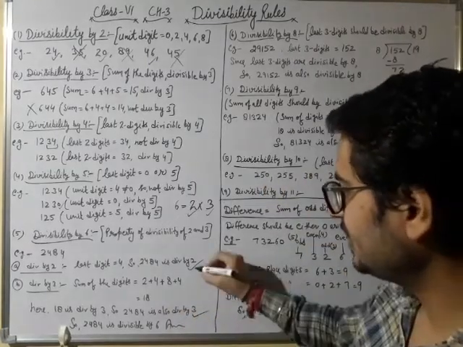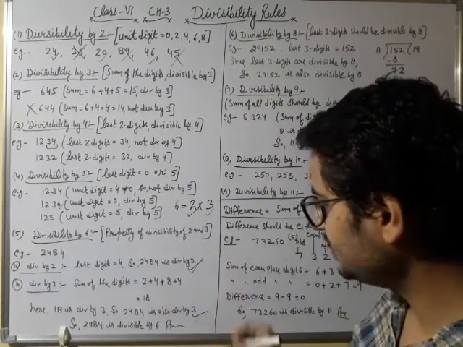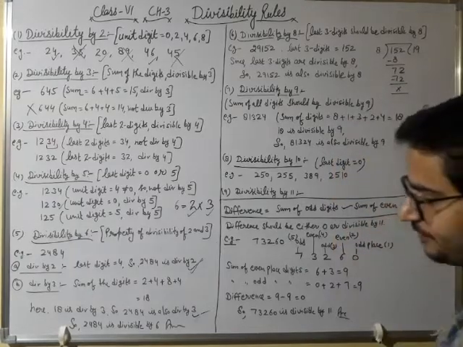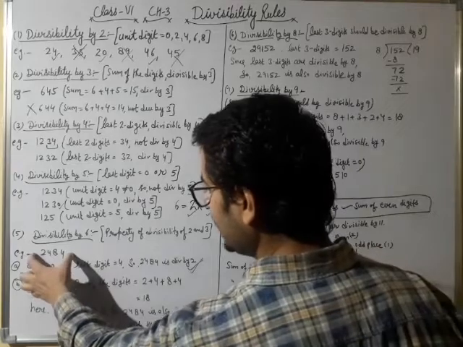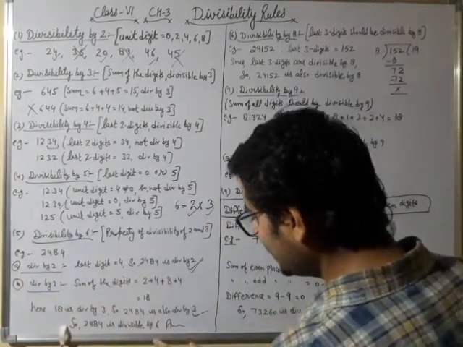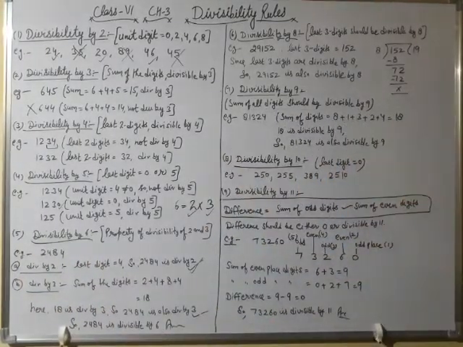So divisibility by 2 and divisibility by 3 both are satisfied. The number is divisible by both 2 and 3. Therefore 2484 is also divisible by 6. That is the required answer.